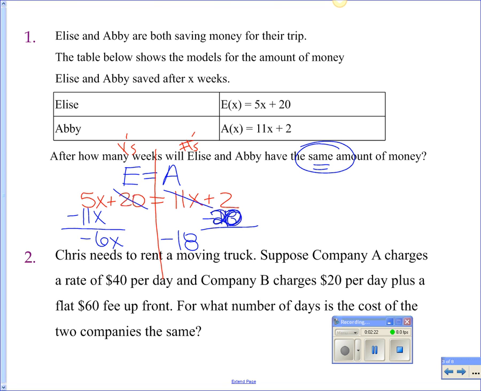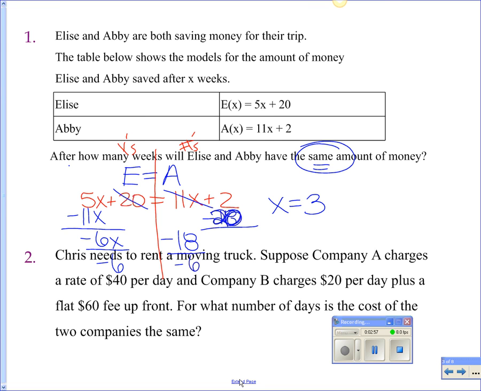Okay, and Ashley B, what do we do last? And Ashley B, how many times does negative 6 go into negative 18? Very good. A negative divided by a negative is a positive. 3 what? 3x. No. 3 weeks. After how many weeks? This means 3 weeks. Okay.